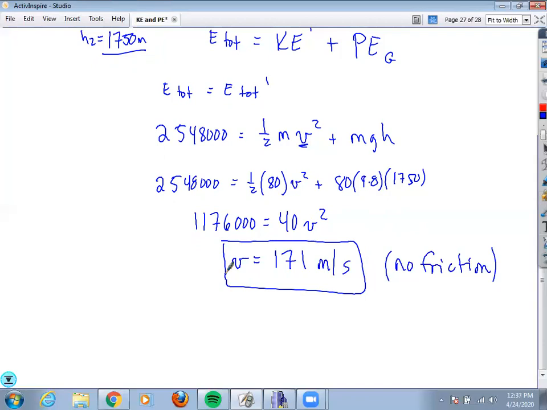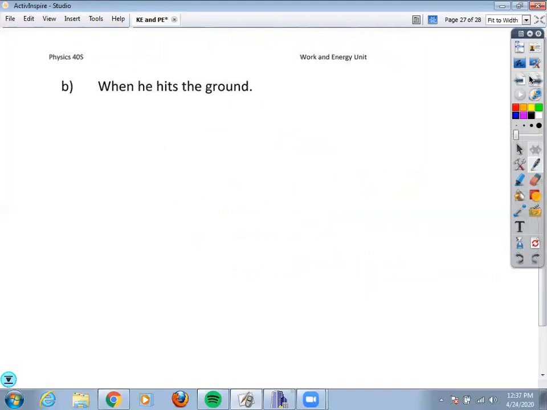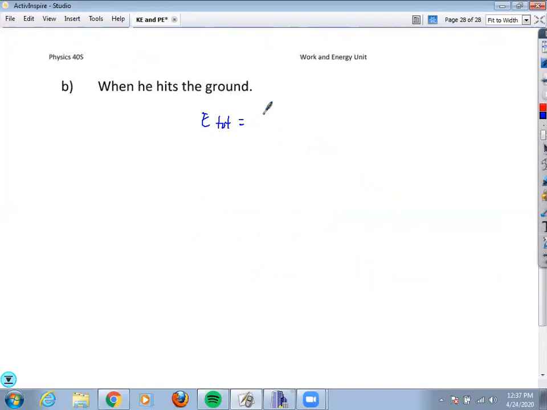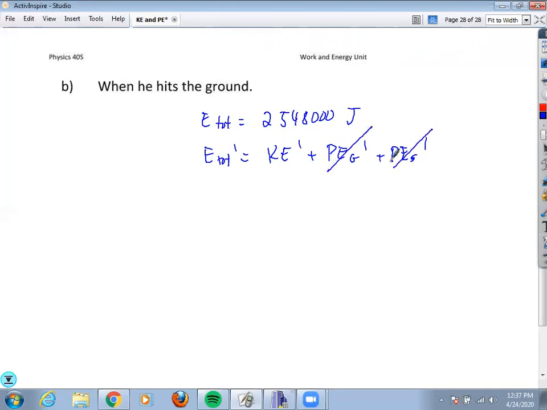So the second option is, what is the speed just before the parachutist hits the ground? So E total, you still know, at the beginning is 2,548,000 joules. You want to find your E total prime. Well, E total prime will equal KE prime plus PEG prime plus PES prime. Well, right before he hits the ground, H is 0, so there's going to be no gravitational energy, and there's going to be no elastic energy. So really, the only energy is in the form of kinetic energy.